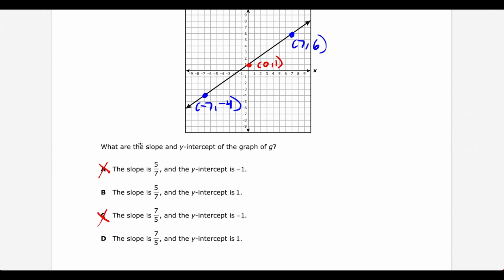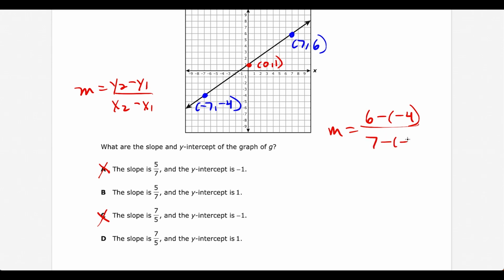And now the next thing we want to find here is what is the slope of this line. So we could find the slope between any 2 points we want. We could find the slope between the 2 points they gave us in the beginning, which I highlighted in blue here. We could say the slope is 6 minus -4 divided by 7 minus -7 here. And this would work out to 10 over 14. And when you divide the top and bottom by 2, you're going to get 5 over 7.